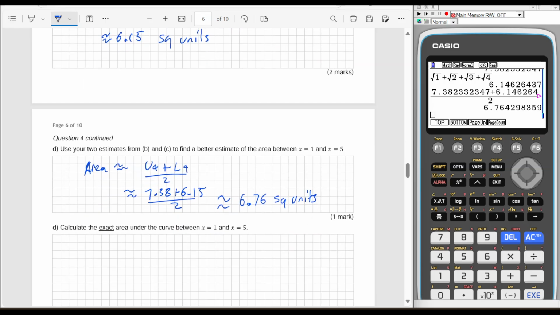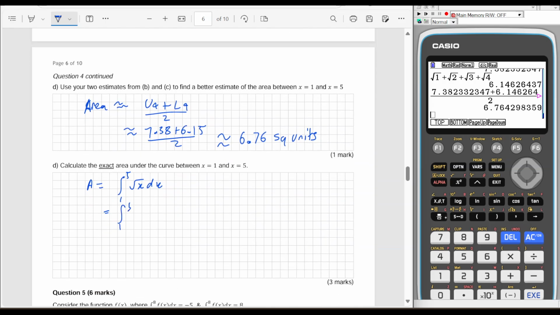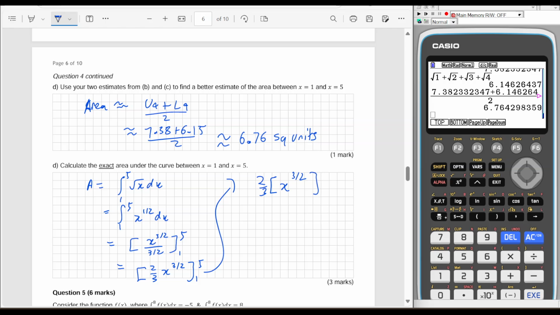And find the exact area. So area is going to be the integral from 1 to 5 of root x, which is the integral from 1 to 5 of x to the half, which is x to the power of 3 halves over 3 halves. And dividing by 3 halves is like timesing by 2/3. I'm actually going to show you a cool thing. You can pull 2/3 out the front. It says you're putting it in both terms.